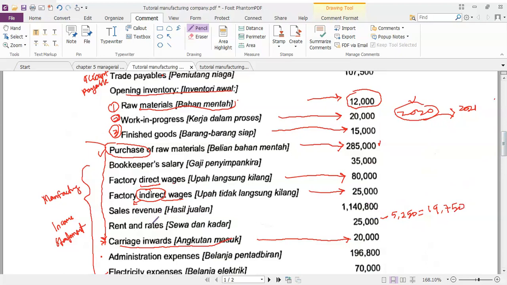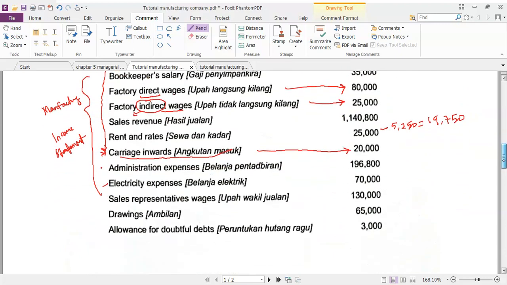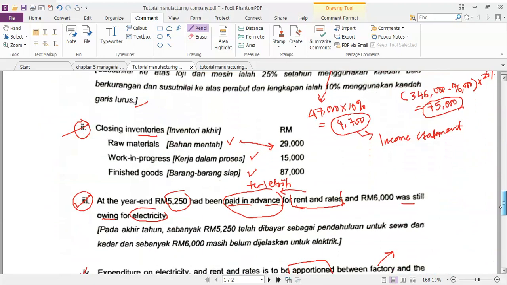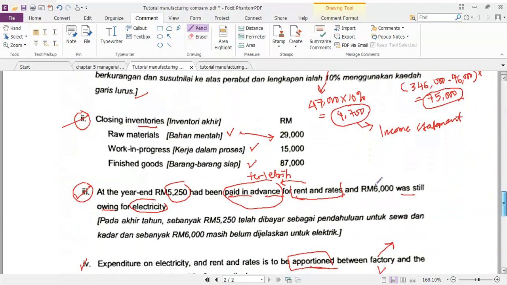Because we must decide whether rent and rate should be included in the factory overhead or not, or whether all of the amount we should put in the income statement. That is the crucial question. So we should settle first the paid in advance, and also another one, which is still owing.